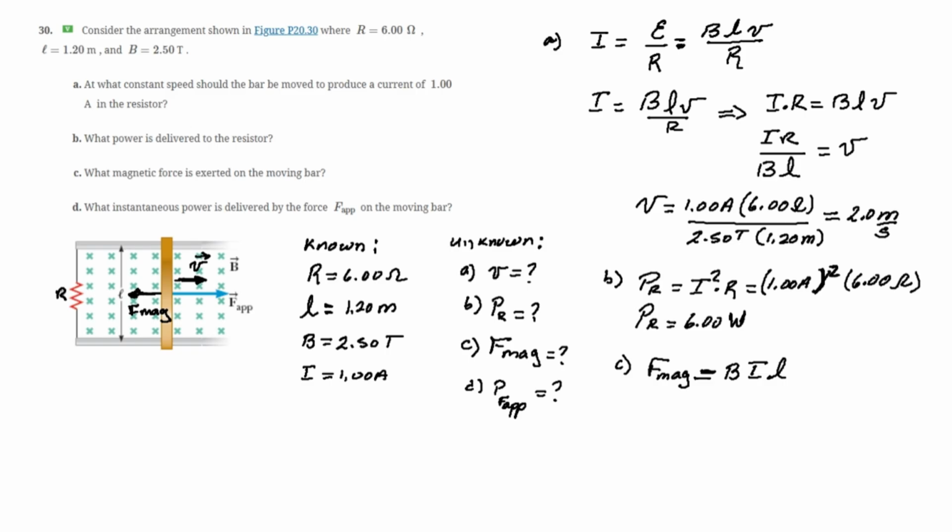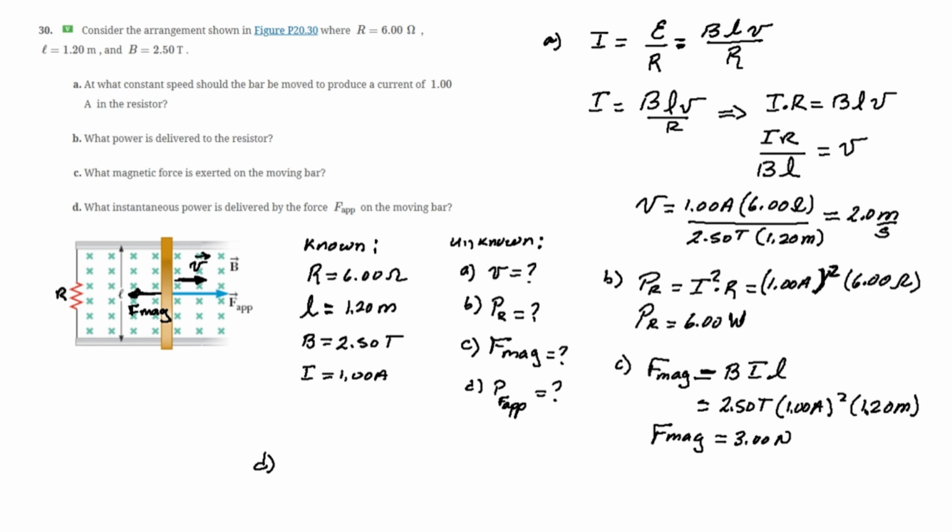So we substitute: we have a field of 2.50 Tesla times a current of 1 ampere times a length of 1.20 meters. And that gives you a force that is equal to 3 newtons. And then finally, they ask, what is the instantaneous power delivered on the moving bar?